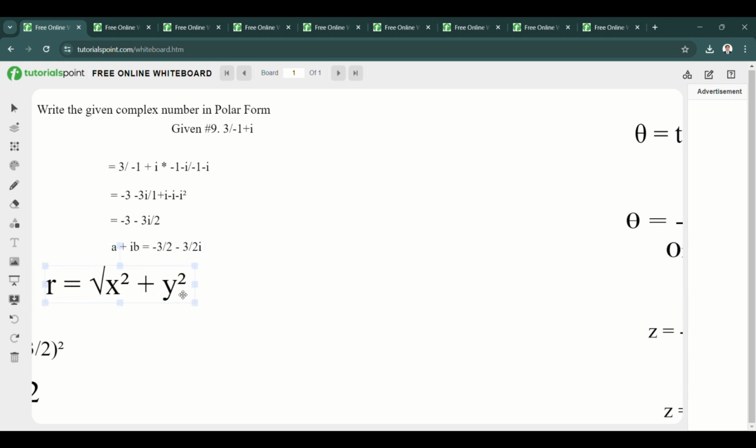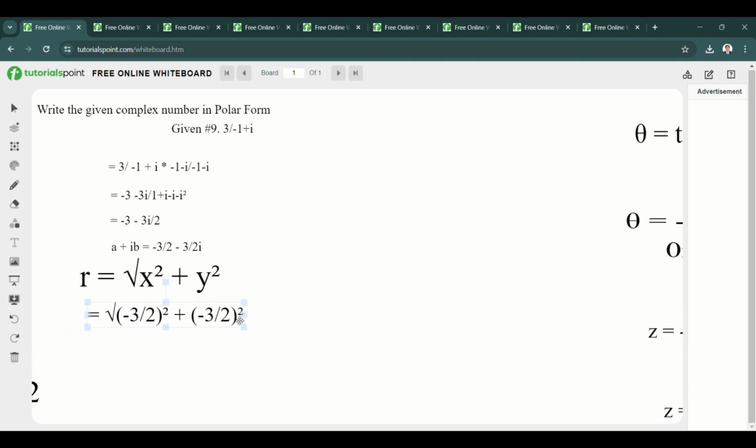Then our equation is now in this form, so we can now find the value of r. Then substituting the values, we'll have the value of r now, which is 3 square root of 2 over 2.